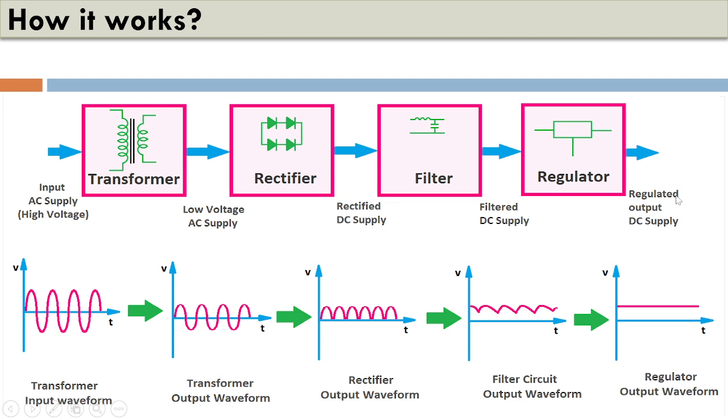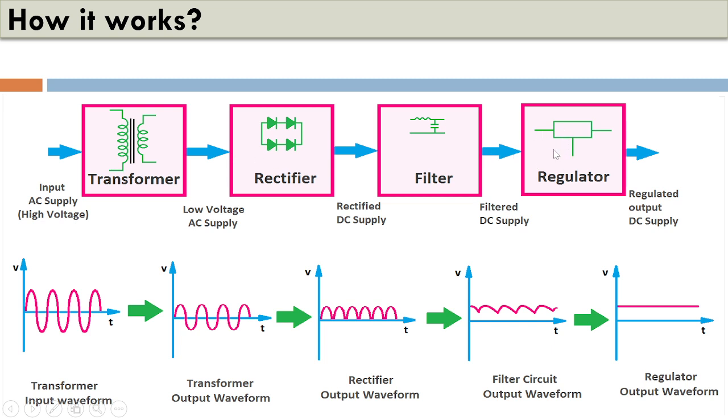But one thing we have to remember here is this particular type of regulated power supply typically suffers from a huge drawback. The drawback is, when we design this particular type of regulated power supply, we assume that the input voltage is not fluctuating a lot.